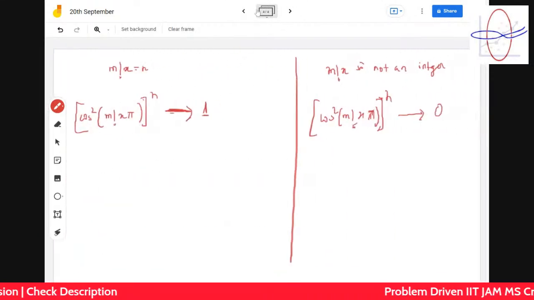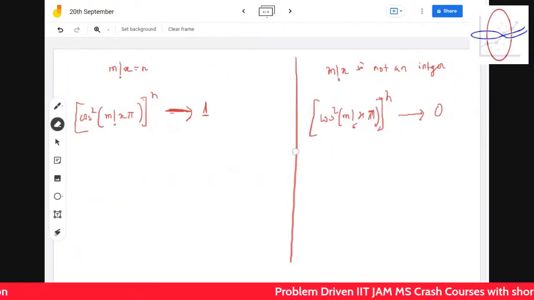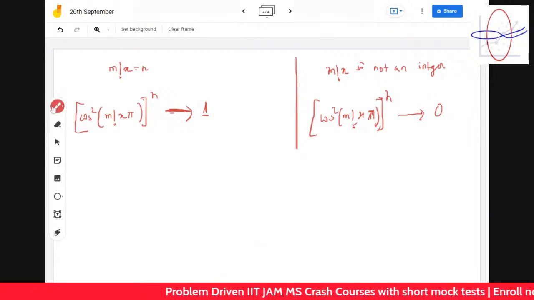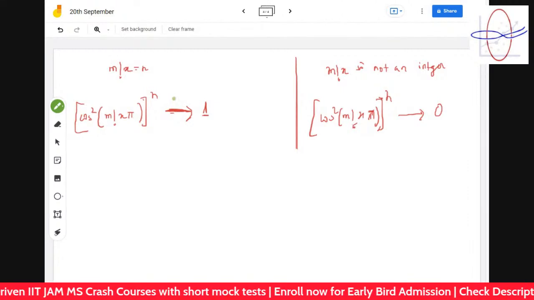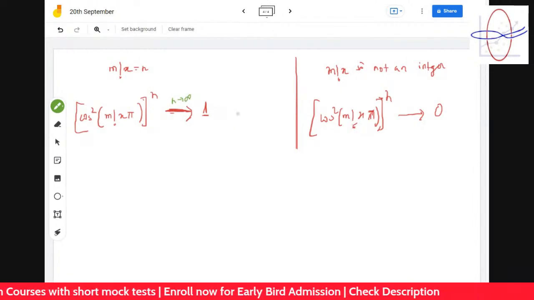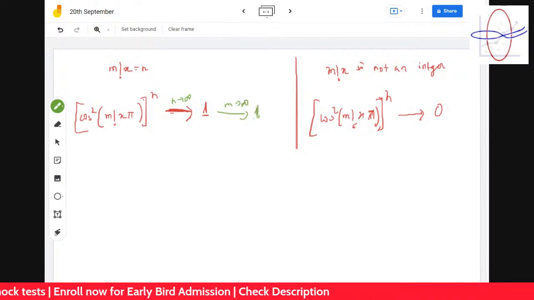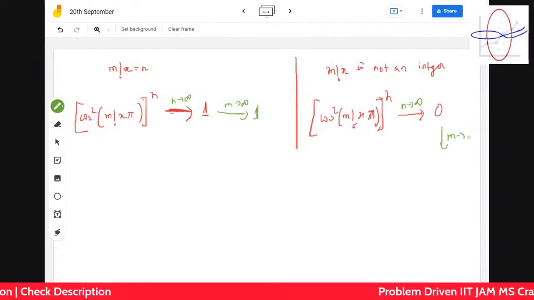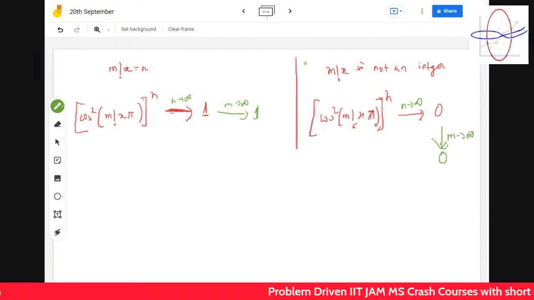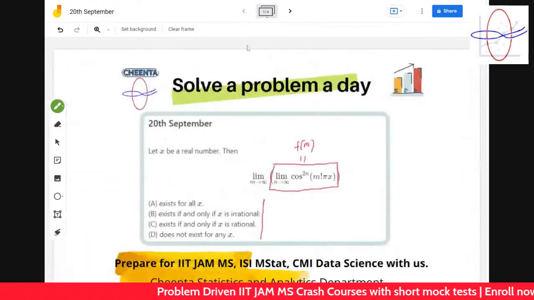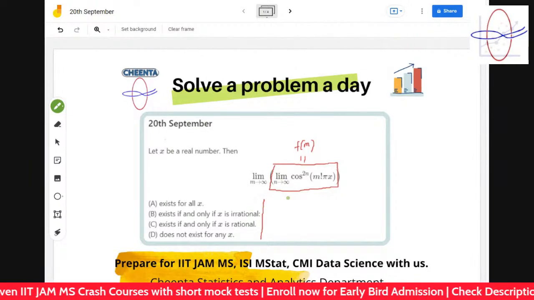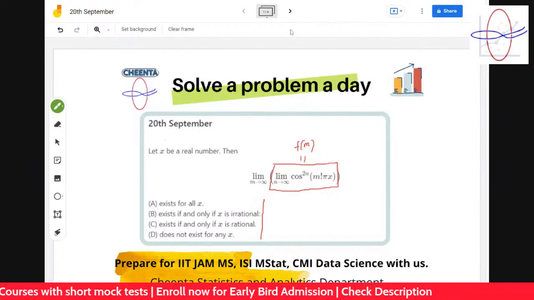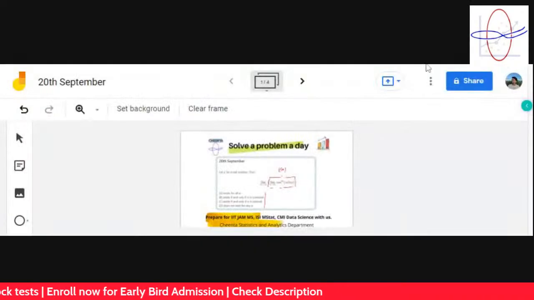Now therefore you have to check and observe the condition. If we put limit n tends to infinity over here, and now on top of that if I put limit m tends to infinity, it will go to 1. If we put limit n tends to infinity first, and on top of that we put m tends to infinity, the other iterated limit will go to 0. So the question revolves around the fact that it exists for all x or not. Okay, so you have to understand whether it exists for all x or not.